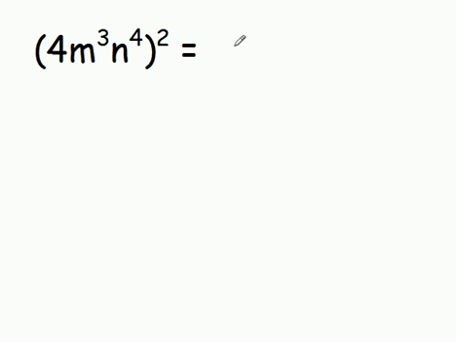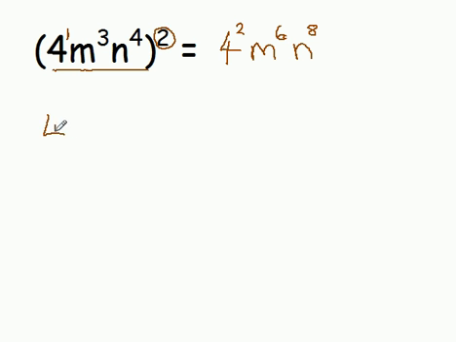Okay, now, according to the rule, we need to stick a 1 there. It's got no index. If we were to multiply this by itself, we would get 4 to the power of 1 times 2, which is 2, m to the power of 3 times 2, which is 6, and n to the power of 4 times 2, which is 8. Now, last time here, I'm going to expand this by writing down 2 of these times together.